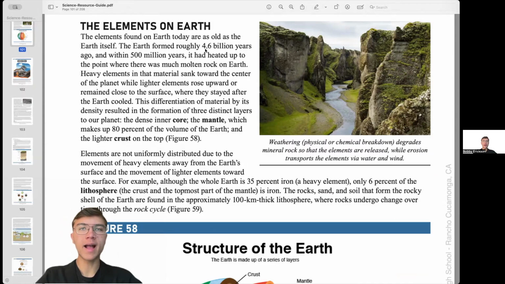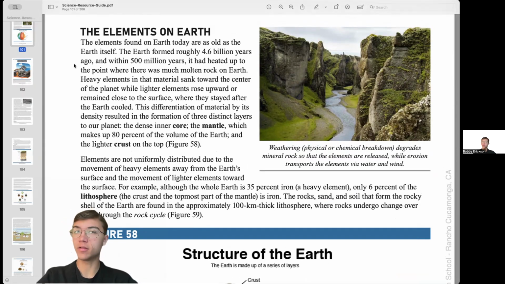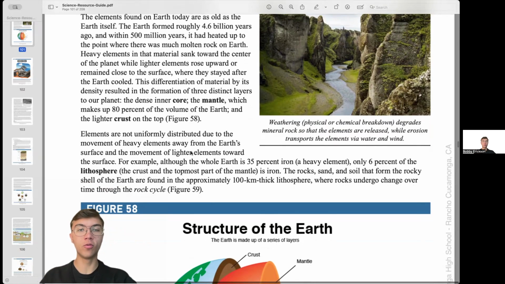Okay, so we are back and we are going to be discussing the elements of the earth, the makeup of the earth, and later we're going to go over soil. The earth formed about 4.6 billion years ago, according to the geological record. Within 500 million years, it heated up and there was a lot of molten rock on Earth. Think about all that lava flowing. All of the heavy elements in that material sank towards the center of the planet, while all the lighter elements went to the surface. They stayed at the surface after the Earth cooled.